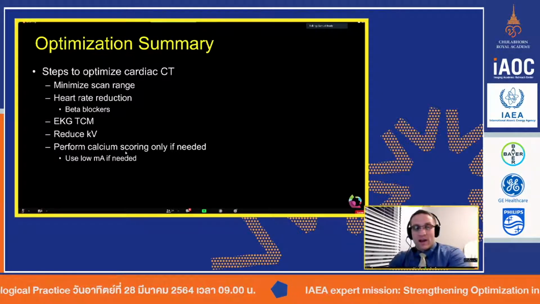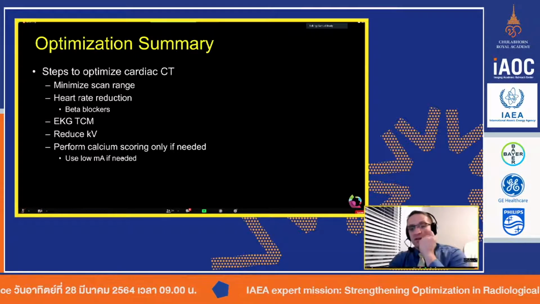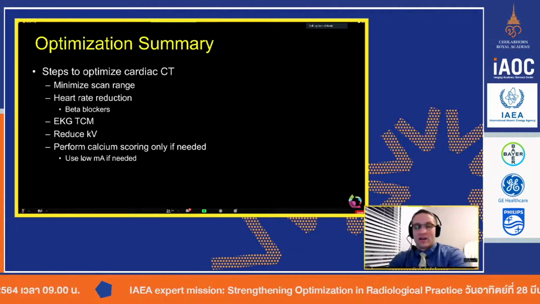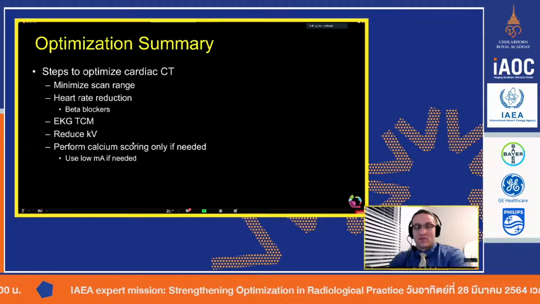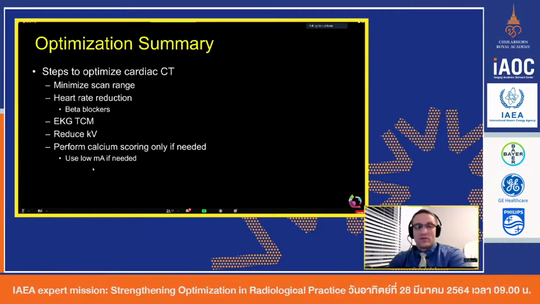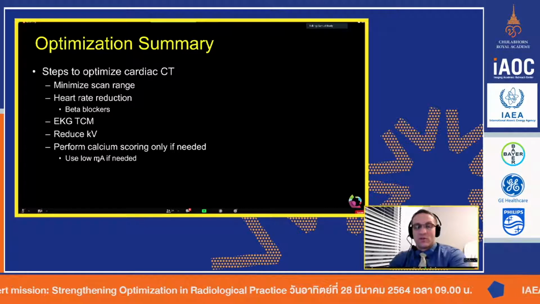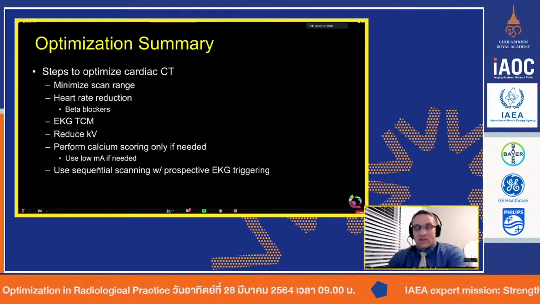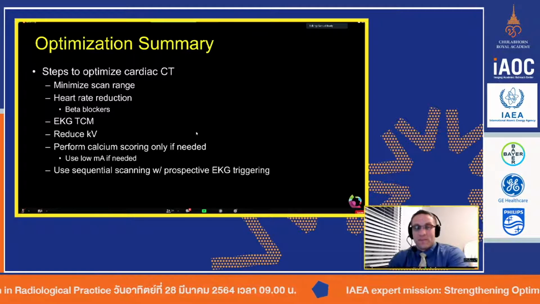And then depending on how you image, what's the clinical task? If it's something inherently high contrast, such as calcium scoring, then you can enhance your dose reduction even more by reducing your mA manually, because you just don't need a lot to do calcium scoring.